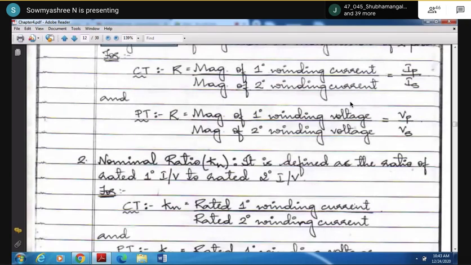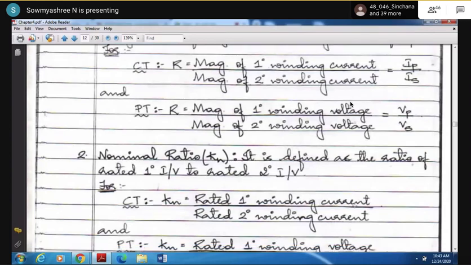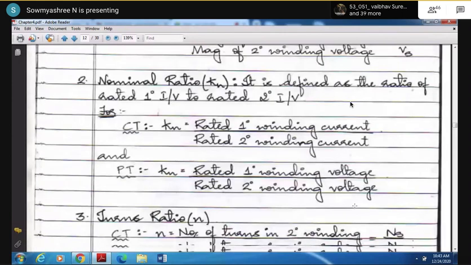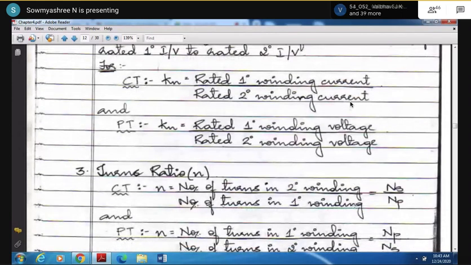Okay, so the nominal ratio is defined as the ratio of rated primary winding current to the rated secondary winding current. Whereas the transformation ratio is the ratio of the magnitudes of the primary and secondary winding currents. Okay, next is turns ratio.